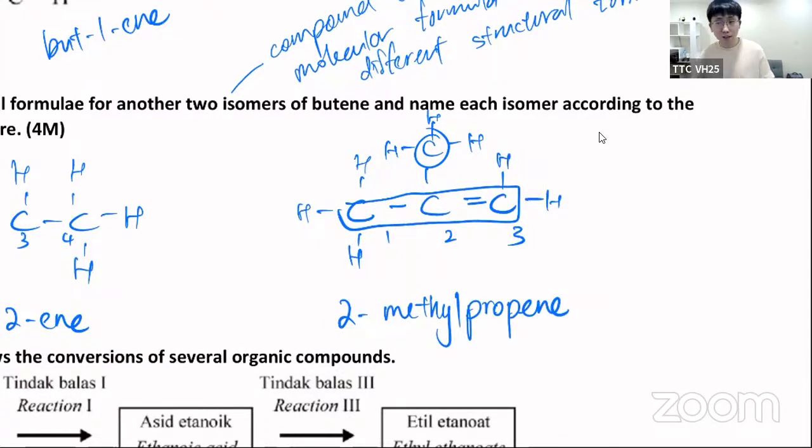You can give it a try. So if you put it at the back, count from both sides, choose a smaller number. So if I draw like that, this is still carbon number 1, 2, 3. If I count it here, 1, 2, 3. Still, I still choose this.